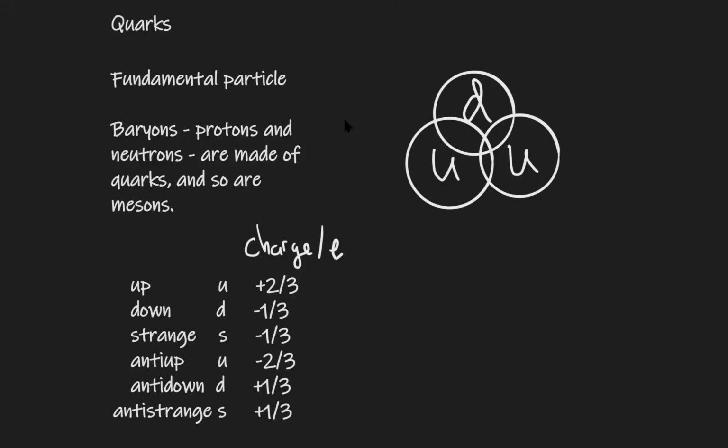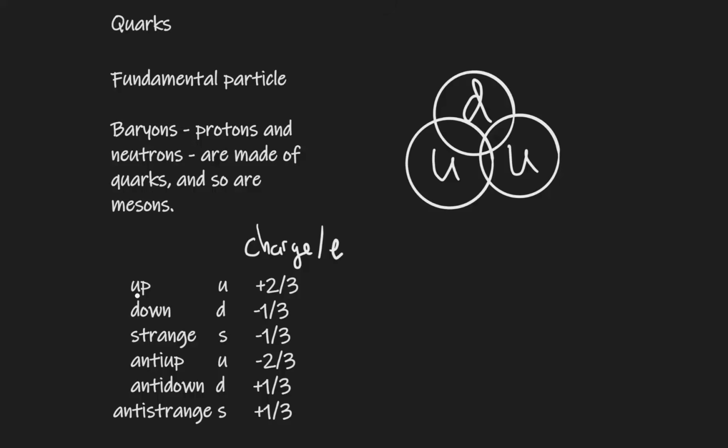Now let's talk about quarks. They are a fundamental particle, and baryons and mesons, i.e. hadrons, are made out of them. An example of this is the proton and also the neutron. They're all made out of quarks. Here are some of the properties of some of the quarks that exist.